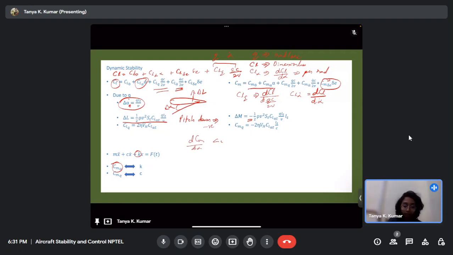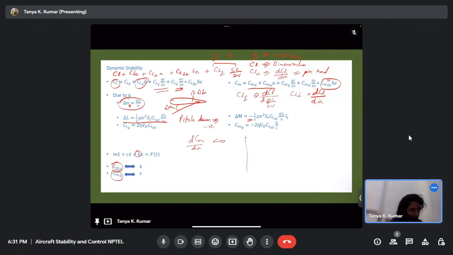Next derivative is your CMQ, which is related to your damping coefficient. CMQ comes into play when dynamic stability comes, that is when the aspect of time comes. So over time, will the body attain equilibrium? Will it come back to equilibrium? Will it go away from equilibrium? Or will it attain a new point as equilibrium? That is what your CMQ tells you, which is what your damping coefficient also tells you.